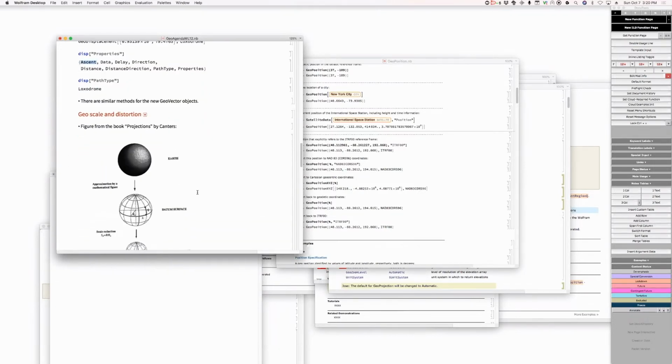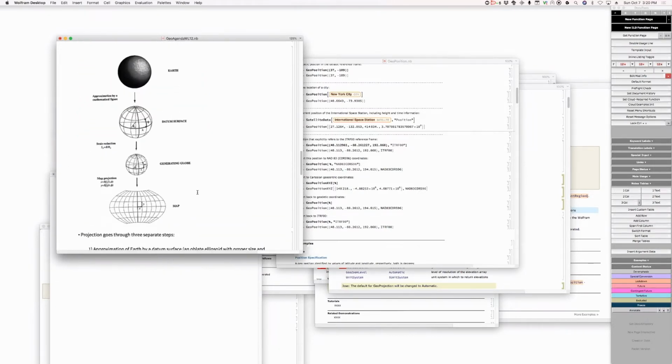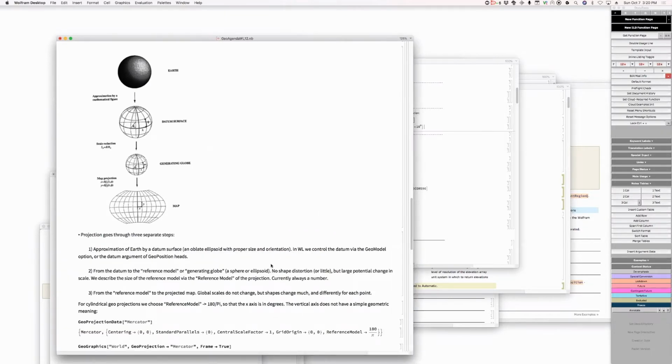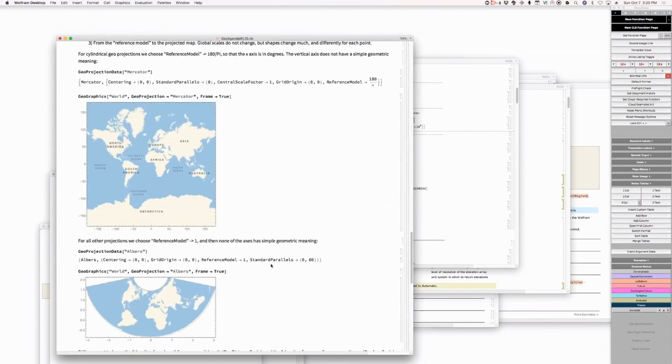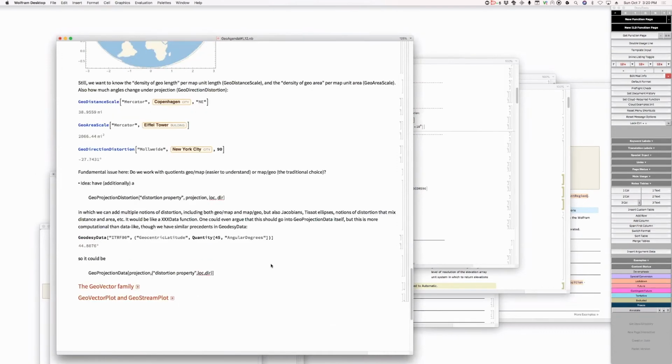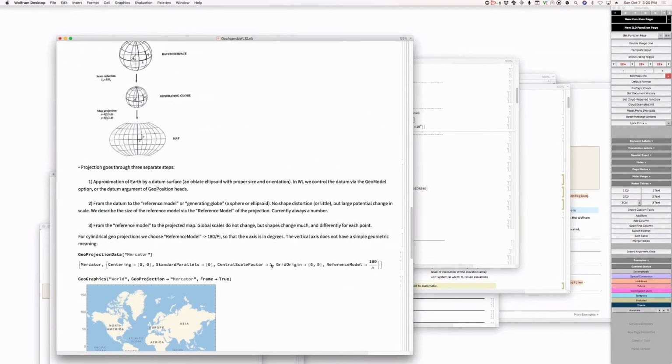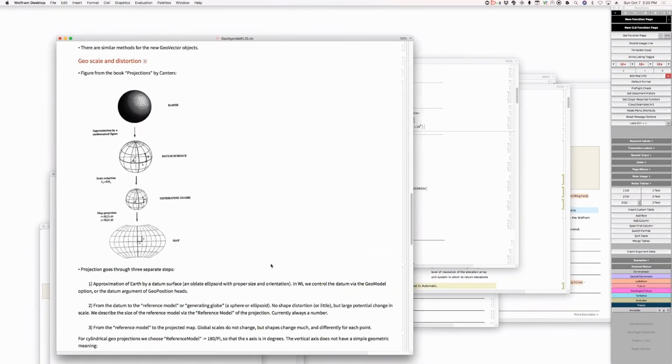Okay. Are we on to this stuff now? Yep. Okay. So first there is a diagram to understand what's going on here. This is taken from one of the standard books in projections. So we start with the Earth, and then we approximate by the datum. Sorry, I have too many details just in case we have to look at something. Yeah, I understand. I'm just trying to get a sense of what's there.